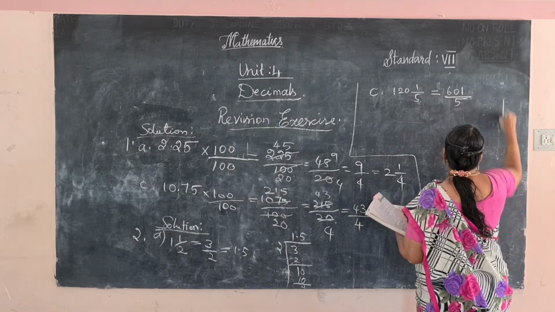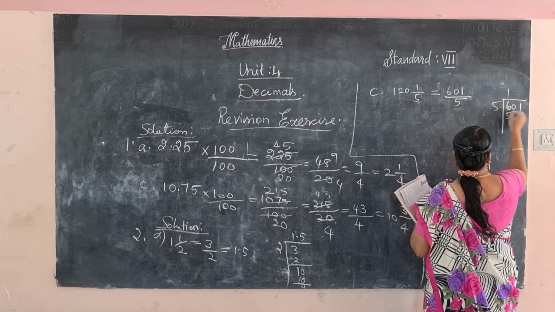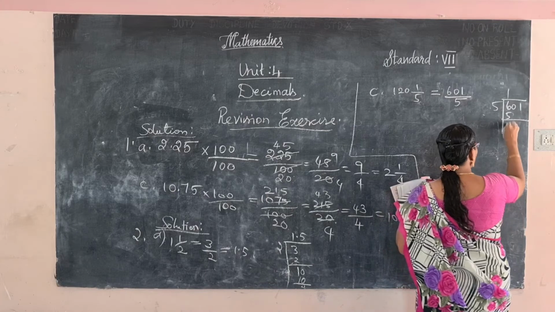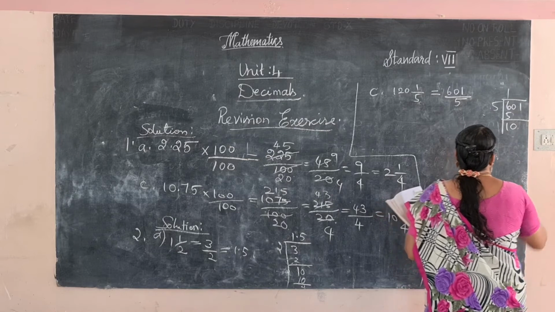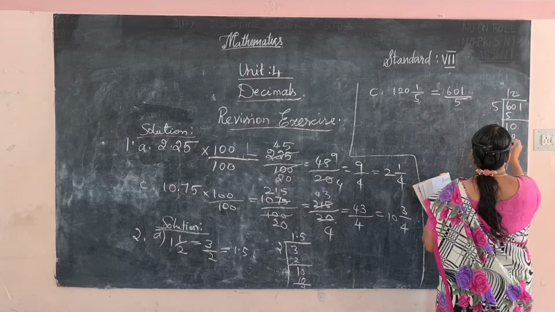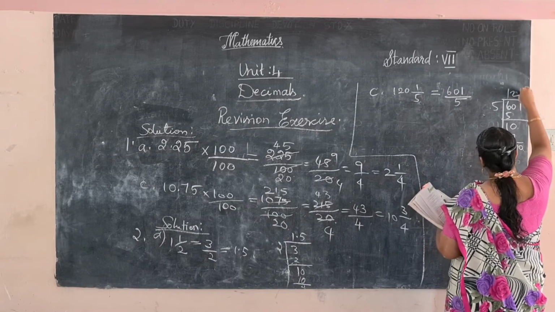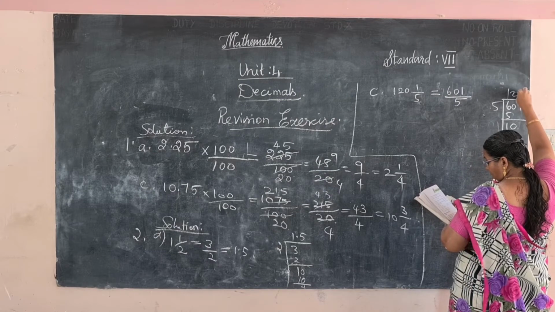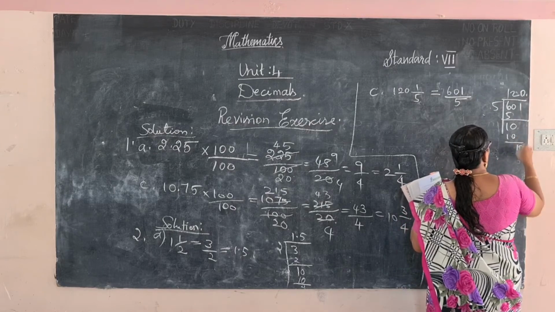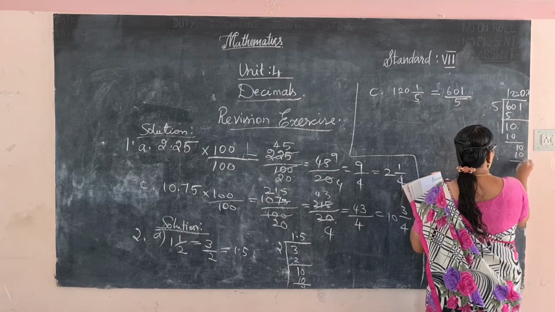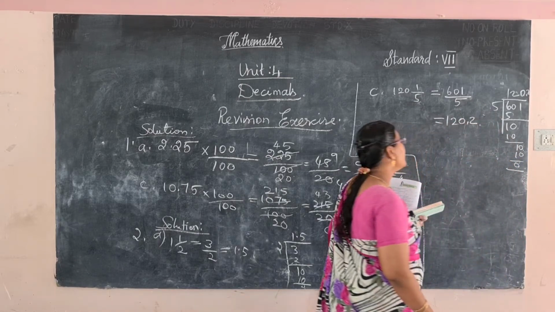Now draw the long division method, 601 by 5 as usual, normal division. How many times is possible? 120 times. Remainder 1. Do you want to write in decimals or fractions? Decimals. Add 0. So put how many times? 2 times is 10. So 120.2 is the answer for this mixed fraction.